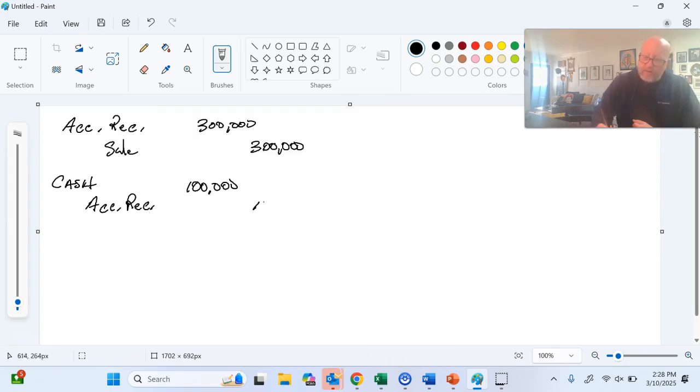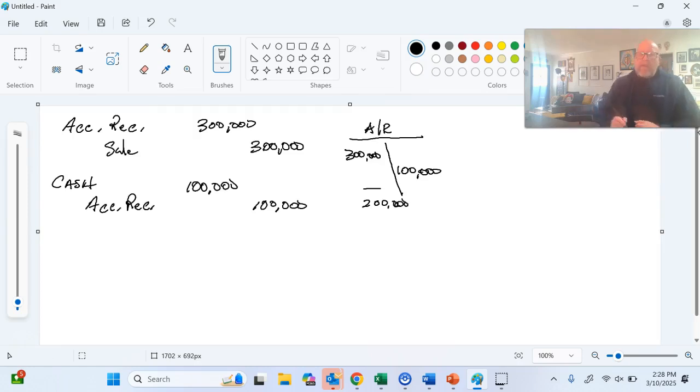But we would credit accounts receivable. On our balance sheet, we would have accounts receivable. Initially, we put 300,000 in there. We then credited 100,000, and now we have 200,000 left. We're at the end of the year. Under the allowance method, what we're going to say is, I had 300,000 in credit sales. Of that, I was able to collect 100. We still are owed 200,000.